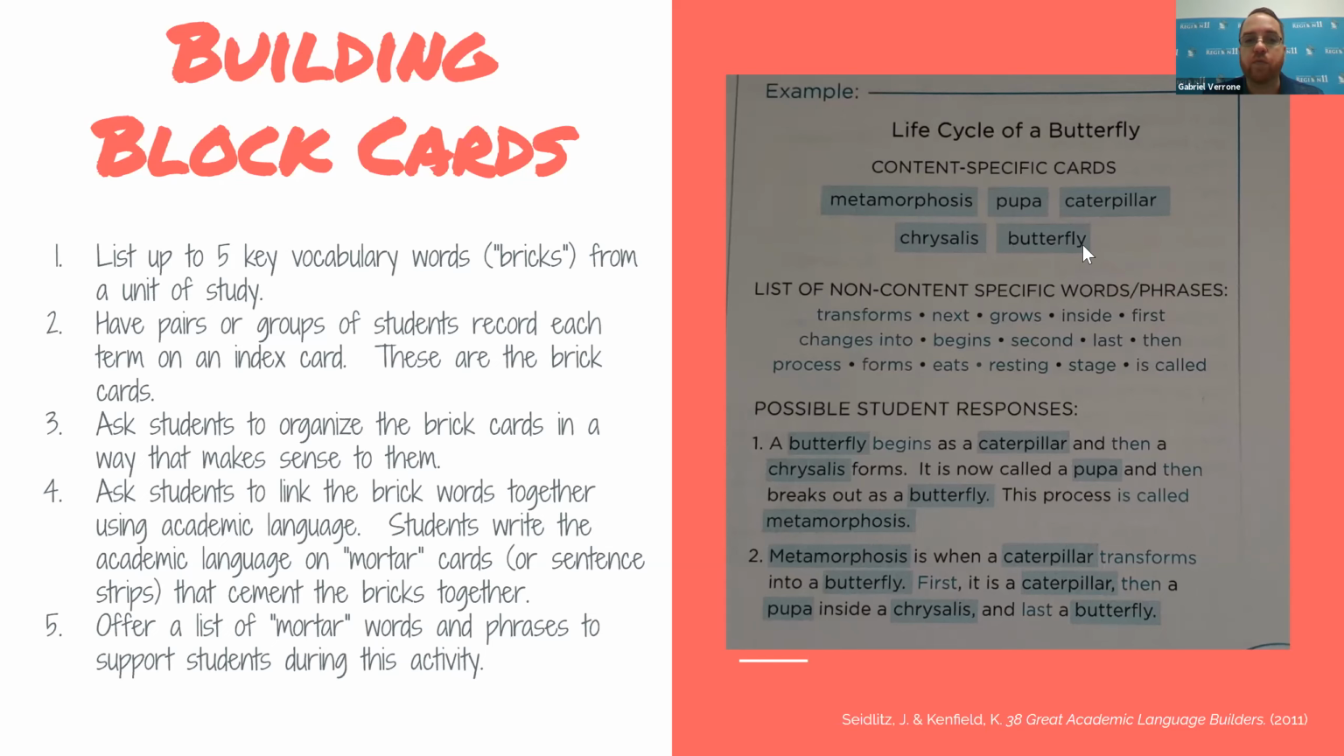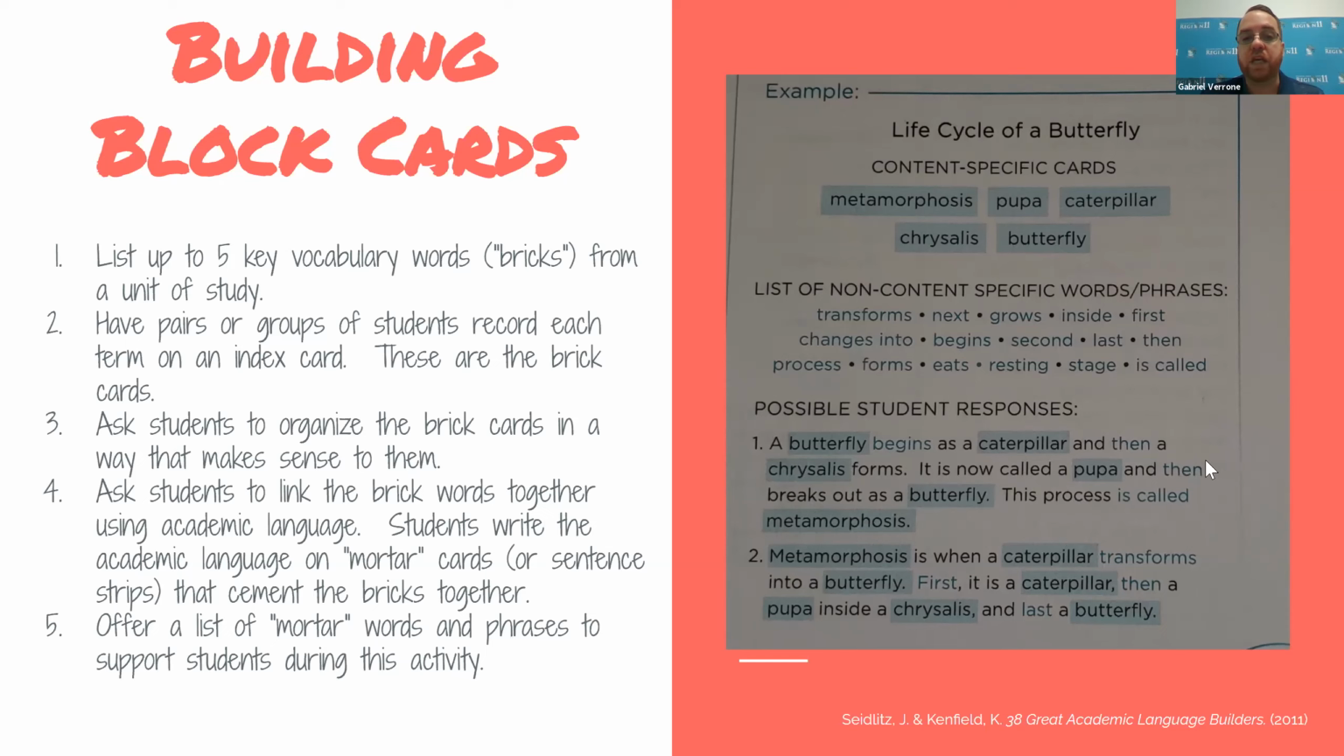Then you give them, so these are the bricks. These words are the mortar which hold the bricks together, right? This is not necessarily an exhaustive or exclusive list, but it's words that they would need in order to write about the brick words meaningfully, okay? And so some possible student responses using these five words and then some of the non-content specific words.